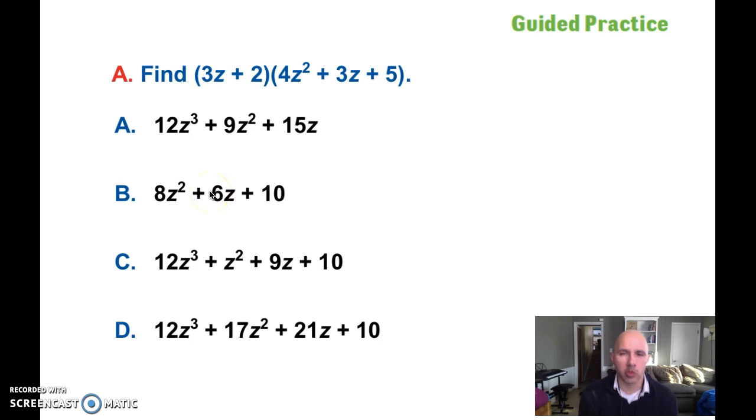All right, so your chance. You can use a dry erase board. You can use your notes. You're going to try to finish this up. The product of a binomial times a trinomial, A, B, C, or D. Good luck, and talk to you soon.